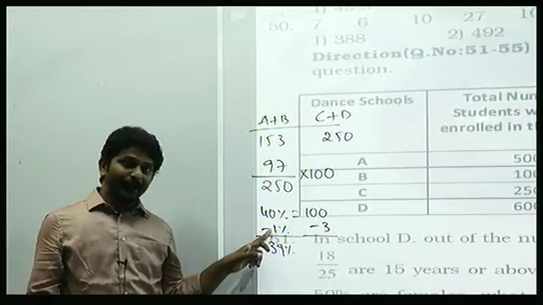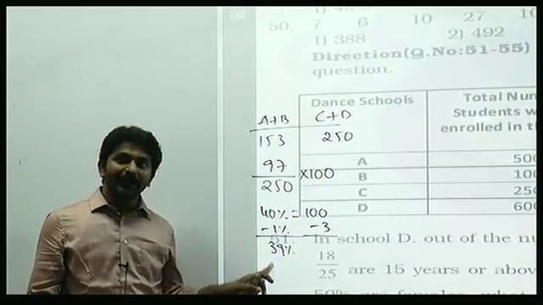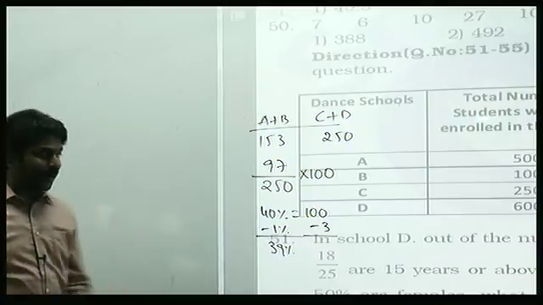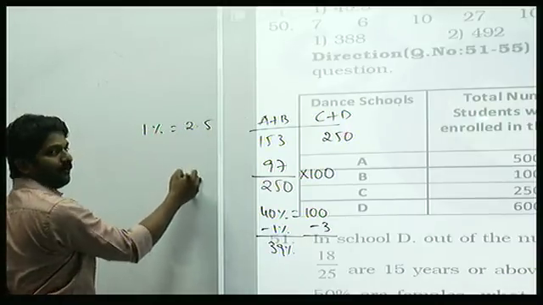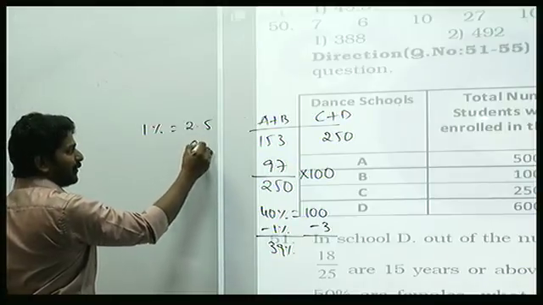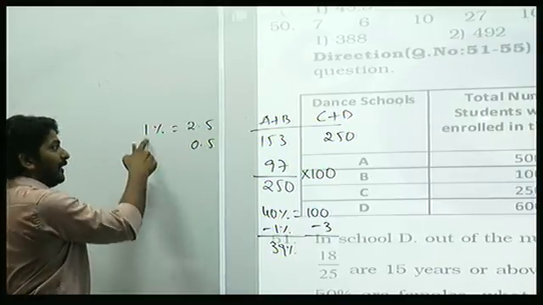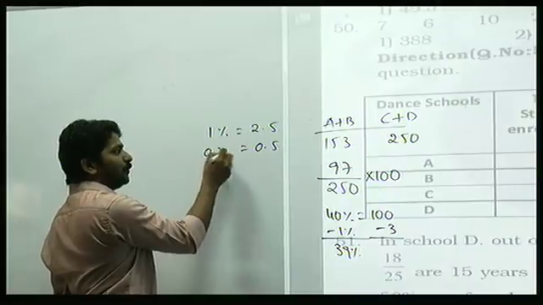If you subtract 1.25% from 40, you will get 38.75. If you want the exact value, you can still do it. 1% is equal to 2.5, divided by 5 will give you 0.5, divided by 5 again will give you 0.2.